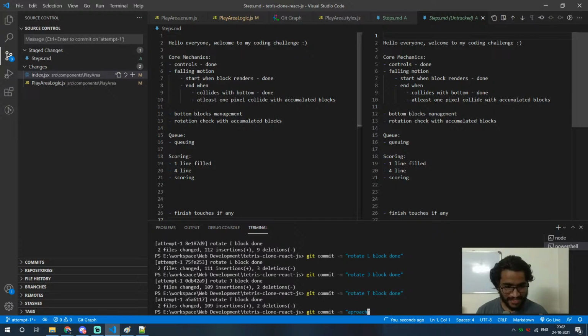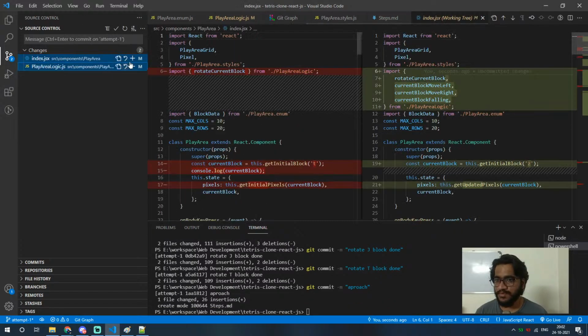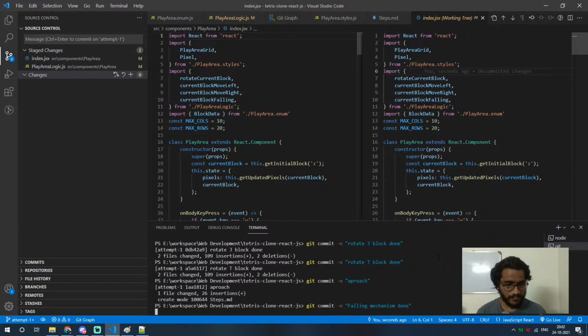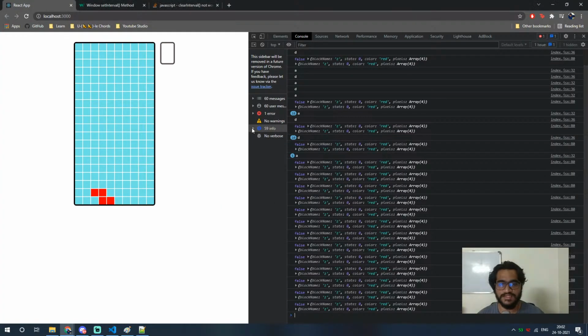Okay, approach, last is approach, and the latest one was falling mechanism, right? Falling mechanism done. So I think it's pretty good progress right now.